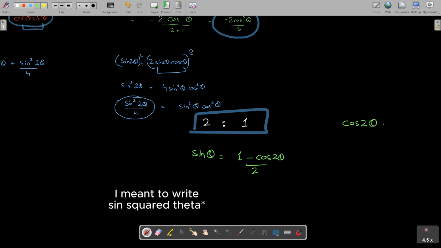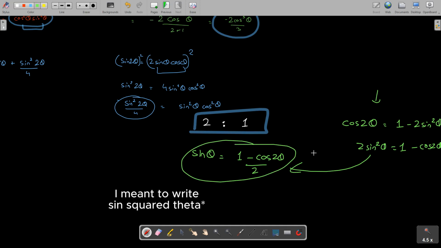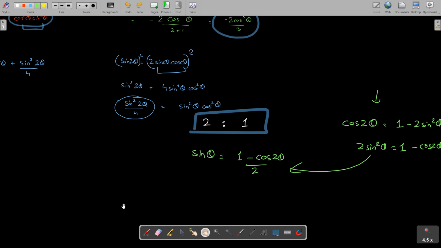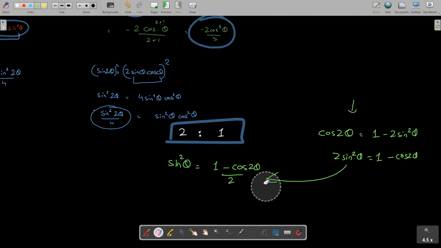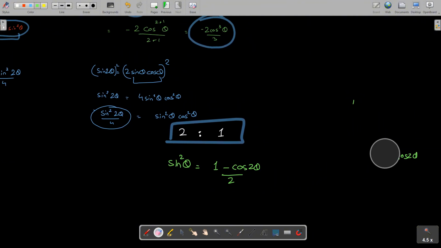It's derived like this: cos 2 theta equals 1 minus 2 sine squared theta. This is a basic thing you know from list MF19. Now let's rearrange this and we will get 2 sine squared theta equals 1 minus cos 2 theta, and boom, you just get this when you arrange this. Oh, and by the way, this will be sine squared theta, my bad. And this is a basic substitution that you all probably should know by now.